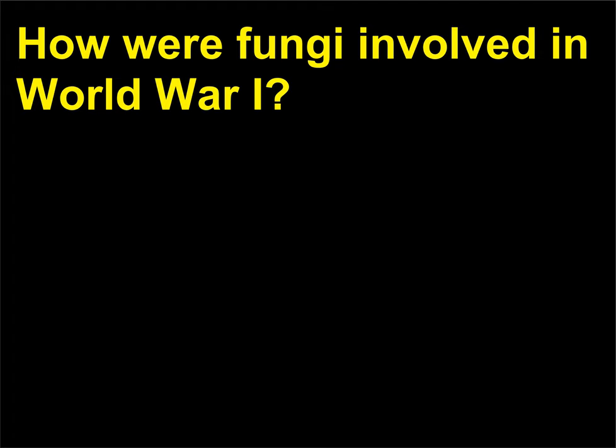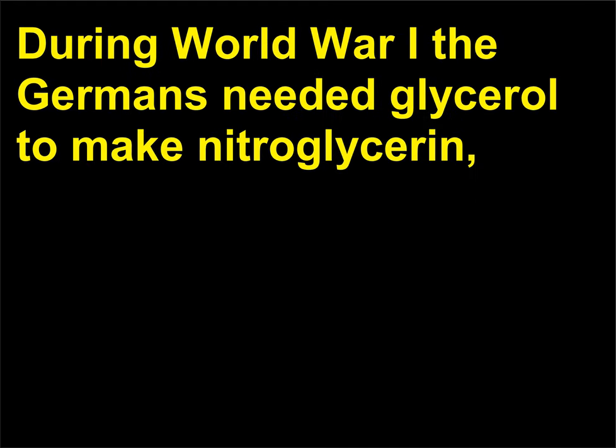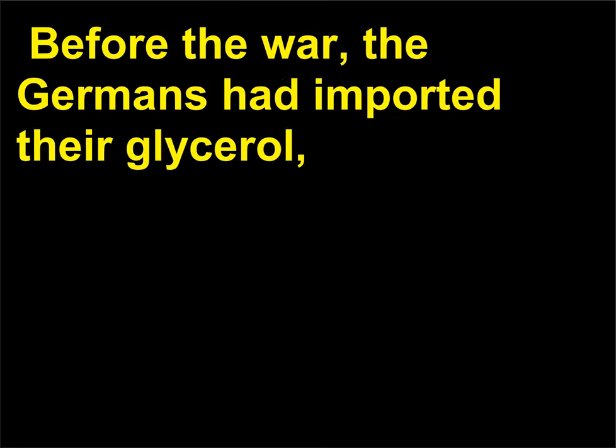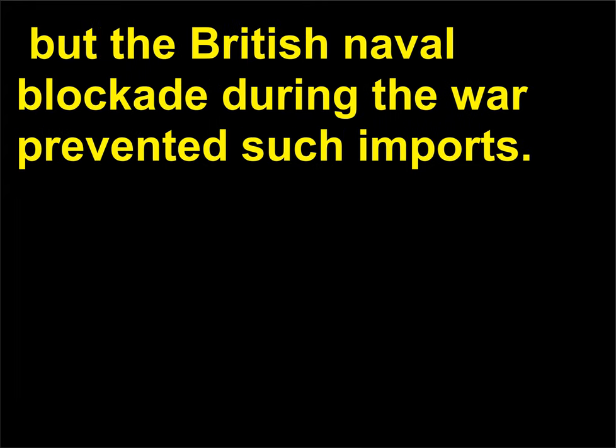How were fungi involved in World War I? During World War I, the Germans needed glycerol to make nitroglycerin, which is used in the production of explosives such as dynamite. Before the war, the Germans had imported their glycerol. But the British naval blockade during the war prevented such imports.